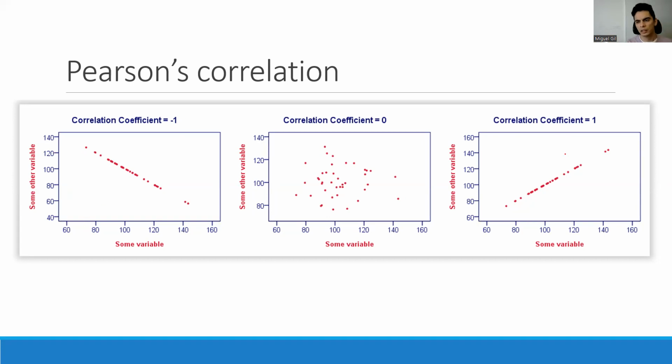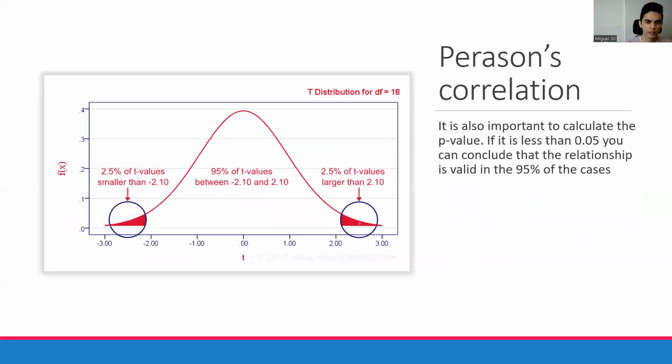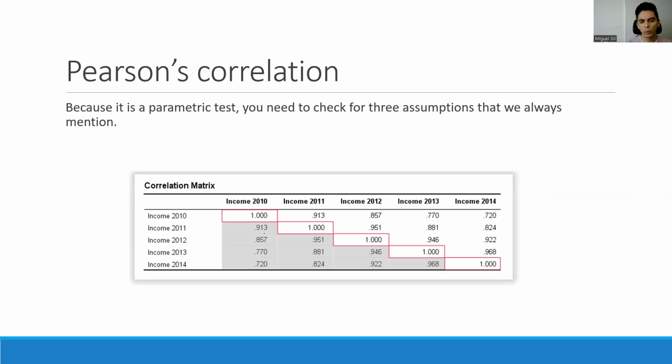So -1. The other extreme is when it's perfectly positively correlated. The more time I sleep, the happier I am, for example. So more hours, happier. And when the correlation coefficient is 0, that means there is no correlation at all. When you have something at 0 or close to 0, there is no correlation. And the closer the number goes to -1 or +1, the stronger the relationship.